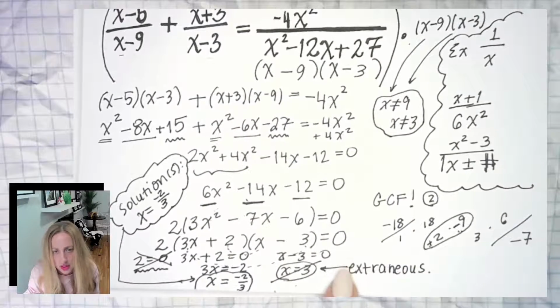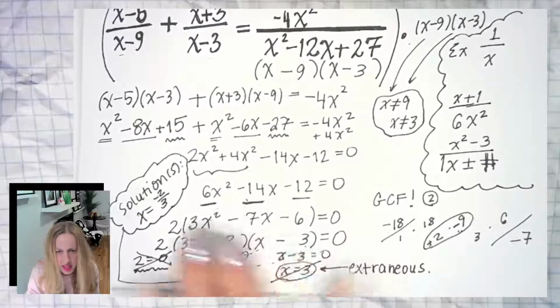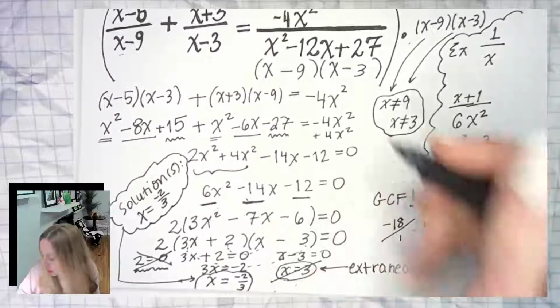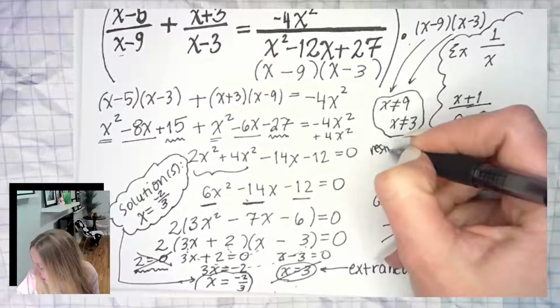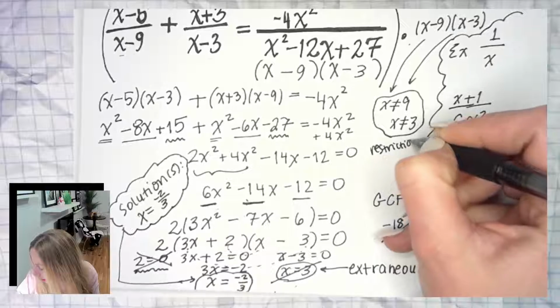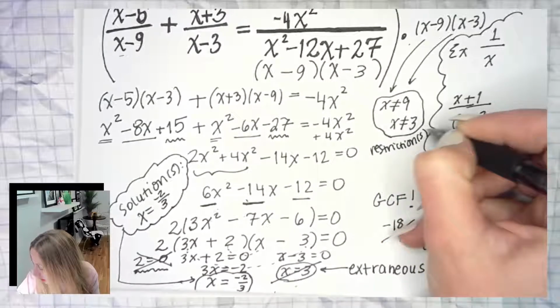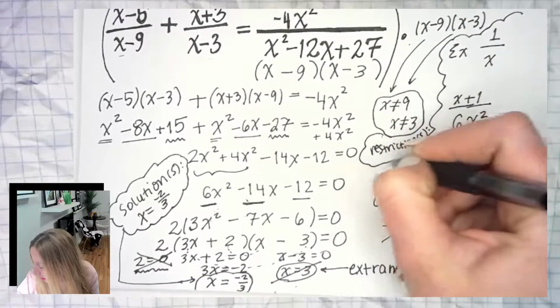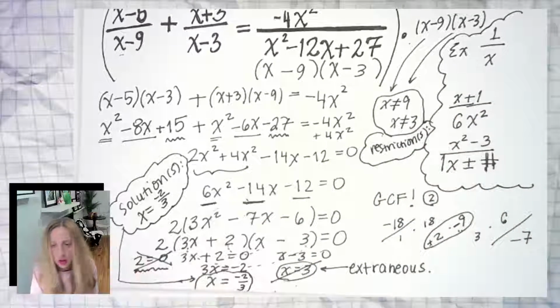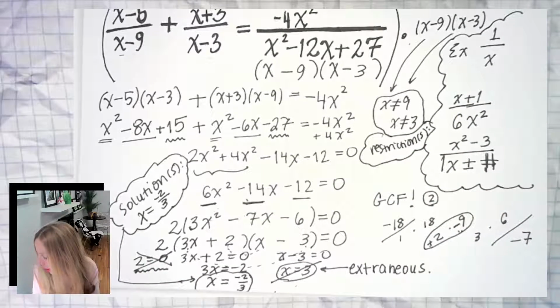So we have an extraneous answer. We just mentioned that on the side. Final solution, restrictions, if we want to label that, might not be a bad idea. Circled anything important. Restrictions. And there we go. So hopefully you were able to get that right answer.